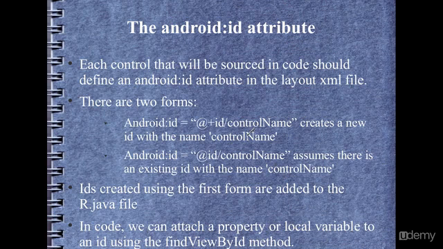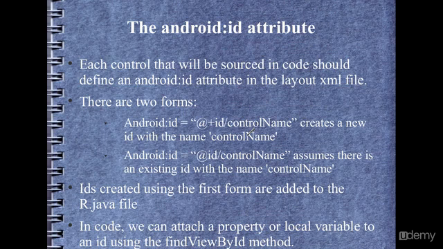Okay, so in an activity, in the XML file, we have a number of attributes. And the most important one, if we want to use a control or source it in our activity code, it needs to define an Android ID attribute in its layout XML file. There's going to be two forms. One has a plus before ID, and one has no plus before ID. It's just at ID. Plus will create that ID if it doesn't exist. Without the plus, it assumes there is already an existing ID with that name. Always use the plus form.